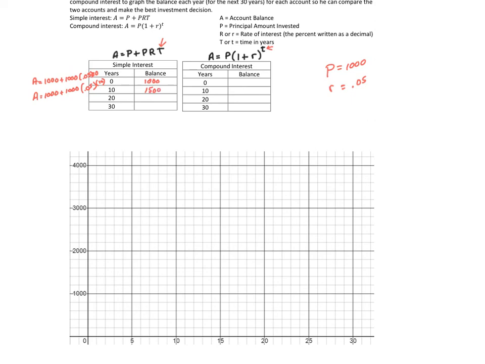Now I'm not going to write down everything for the 20 because I'm just going to change this 10 here into a 20 and do the same thing over again. 1,000 plus 1,000 times 0.05 times 20. Put 20 in there. I got 2,000. I'm going to do the same thing and put 30 in there, so I'm going to recalculate it with 30.